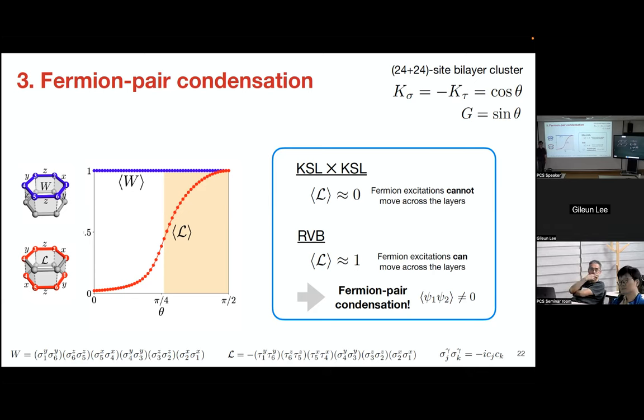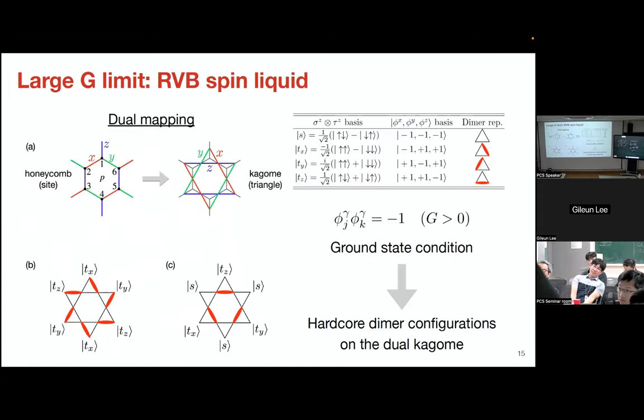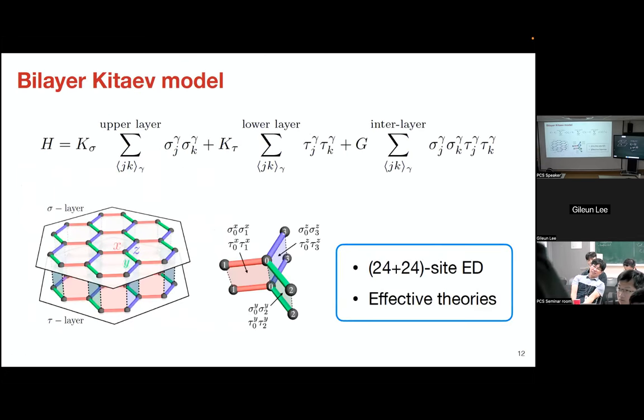In your ED calculation, you're also using some symmetry, right? Oh yeah, that's a good question. In this model, I mentioned the Gauss-block operators, W_p and G_p, right? These all commute with the Hamiltonian, so these are all good quantum numbers. I utilize this.